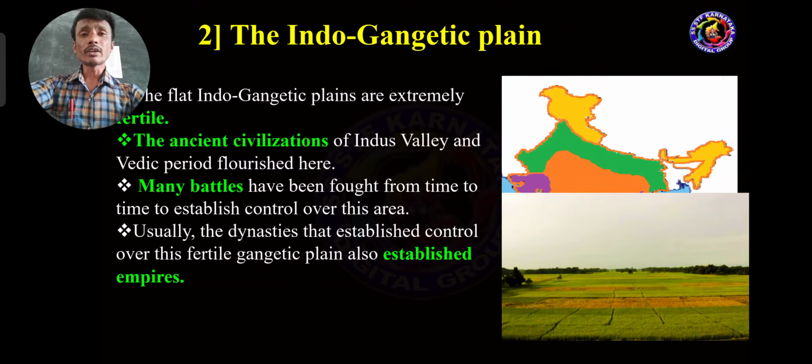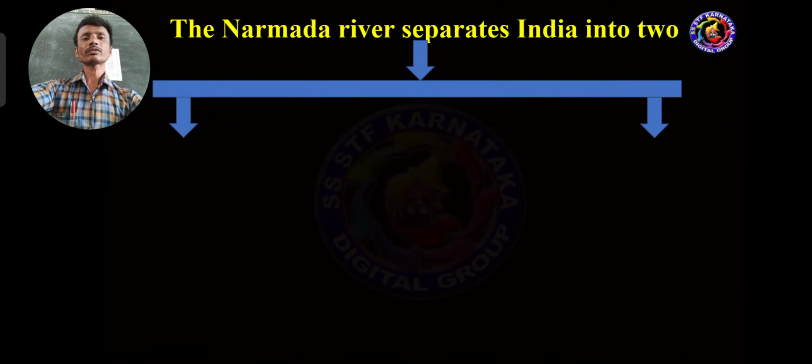So there was a fight between the dynasties to control the Indo-Gangetic plain, and then many dynasties tried to establish themselves. Because this part has most of the rivers and fertile soil, the land is flat, and the weather is very good. That is why some important dynasties were established in this place, and before that some important civilizations.